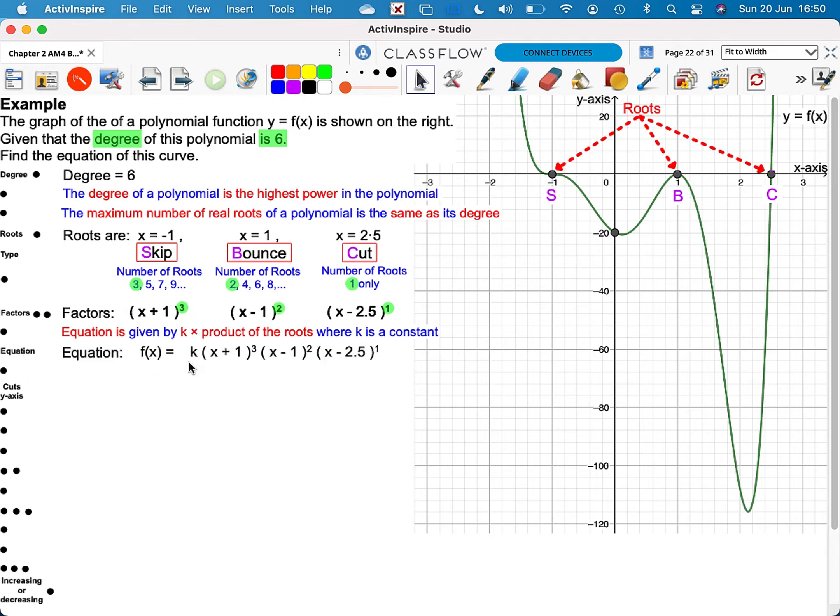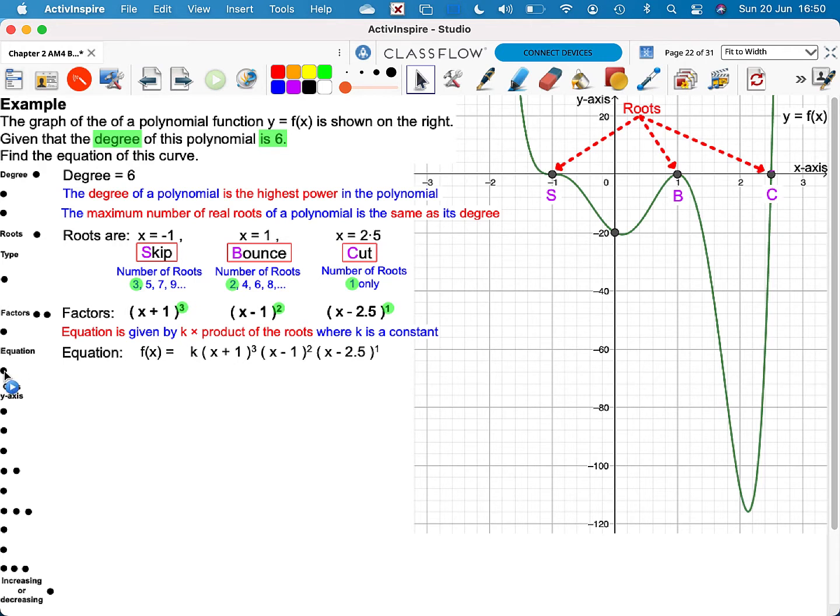So what we're saying is the equation is y equals, or f of x equals, k times (x plus 1) cubed, (x minus 1) squared, because in order to get an equation, we multiply the factors together. If we were not given the value of y where it cuts the y-axis, we would choose k to be equal to 1, just to make our life easier.